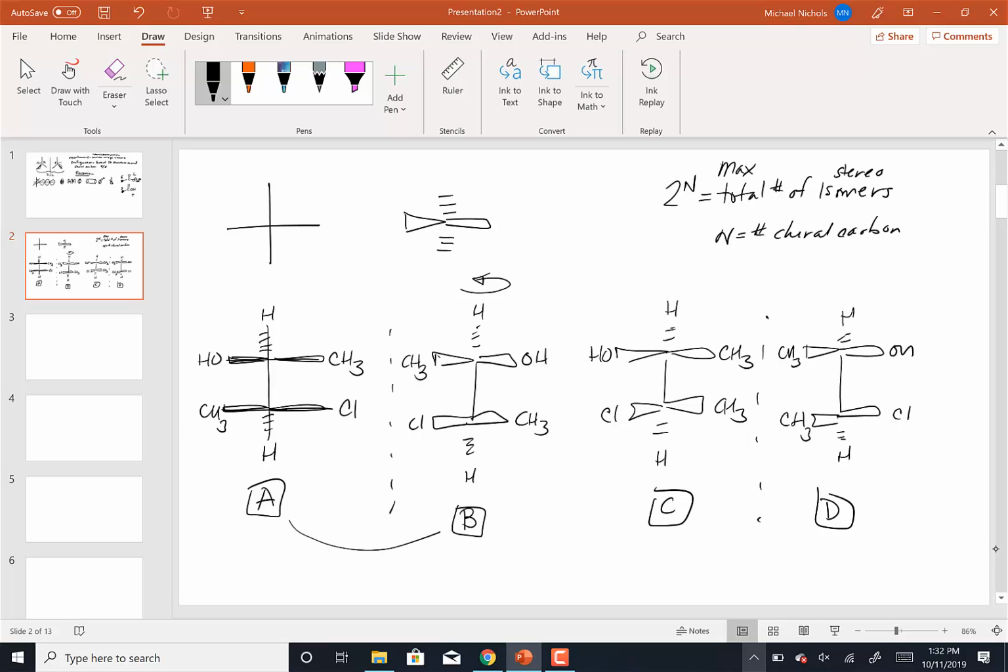And so what do we have? We have A and B are enantiomers. What are C and D? They're enantiomers. But now what is A and C? Or what's A and D? Or what's B and C and B and D? What's the relationship between those molecules? They are not mirror images, and they are not superimposable. So they are non-superimposable, non-mirror image isomers.